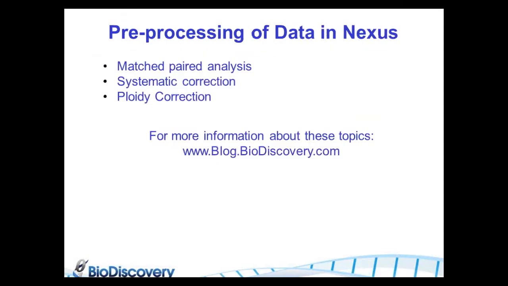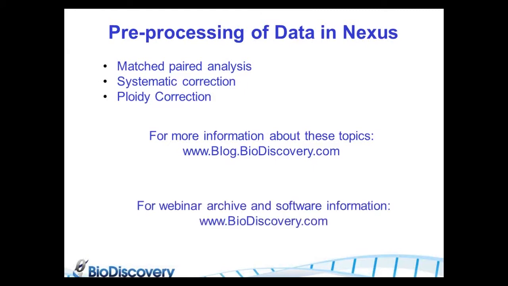So for all of these samples, we've done this correction. If you're interested in reading more about these preprocessing steps or other preprocessing methods, we have these posted on our blog. The URL is listed right there, blog.biodiscovery.com. Also, if you're interested in hearing more about the copy number calling algorithm, you can view our webinar archive, as well as any software information you might be interested in on our main webpage, biodiscovery.com.